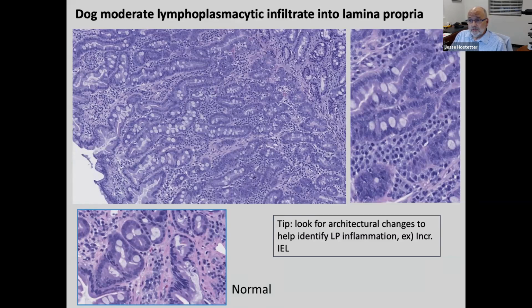What I will do next, or what I hopefully have already done, is looked at the architecture and seen if there are epithelial changes, are there villus changes, are there lacteal changes, and so on. And what I'm doing is trying to build a case for inflammation and not relying on one parameter alone. And I think that's especially true for lymphocytes and plasma cells. So this is really kind of a moderate case of lymphoplasmacytic inflammation.